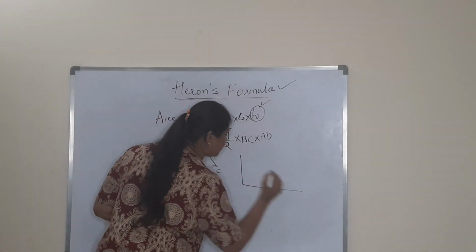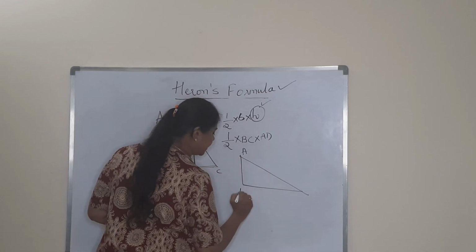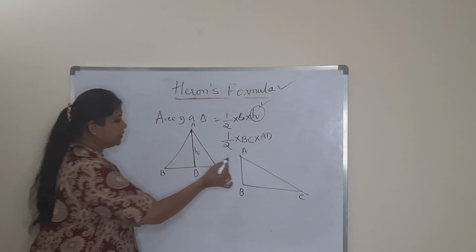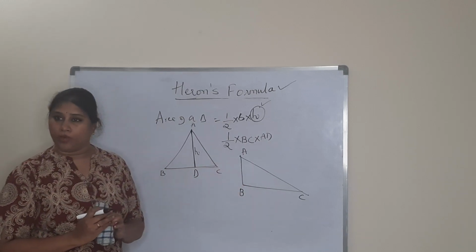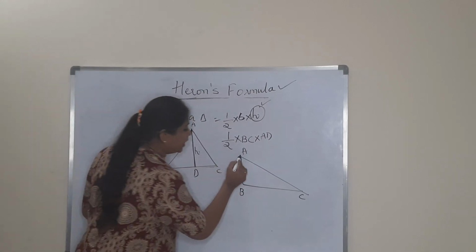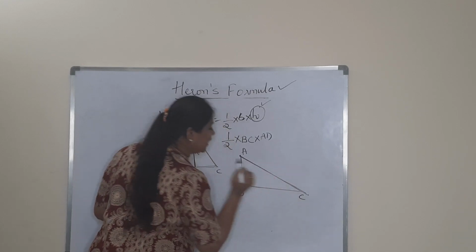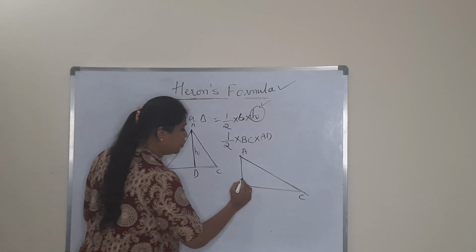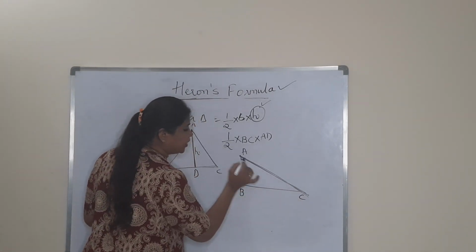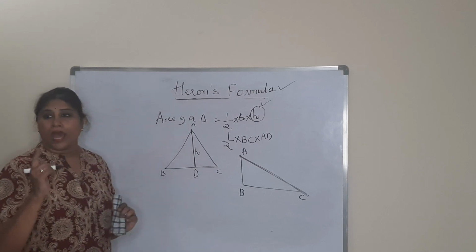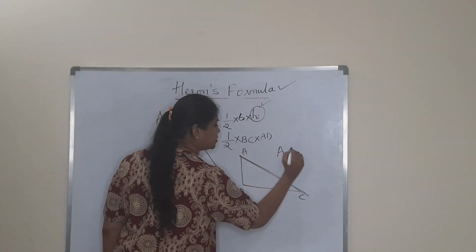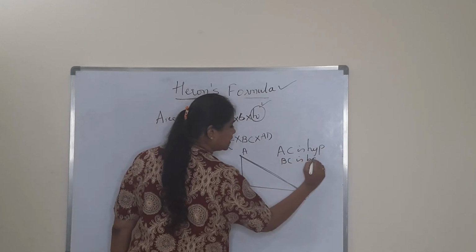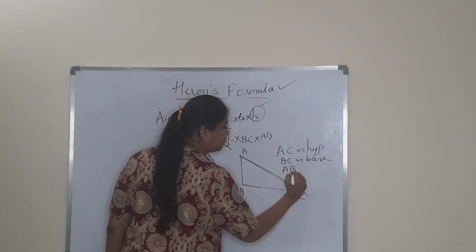And if you go for a right angle triangle, you know what is a right angle triangle? A right angle triangle is a triangle in which one angle is 90 and the sum of the other two angles will be equal to 90, right? And you know that the longest side of the right angle triangle is the hypotenuse, is it not? Yes, ma'am. And one more thing you know is that the side opposite to the right angle is also the hypotenuse. So AC is your hypotenuse, BC is the base and AB is the perpendicular.